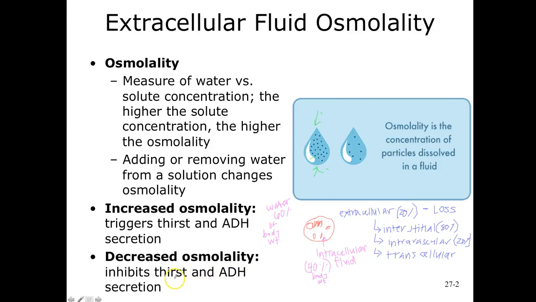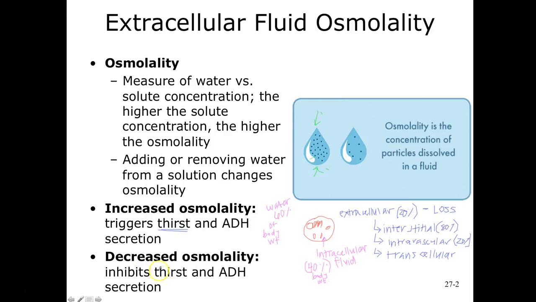So what's really going on here is if we have increased osmolality, we are creating a hypertonic fluid. That means we have increased the concentration of our solute particles greater than our intracellular fluid. So what happens to that cell? If you remember from biology or chapter 3, the cell is going to shrink. It's almost like the cell is dehydrated. So you can think dehydrated, we're going to get thirsty, right?